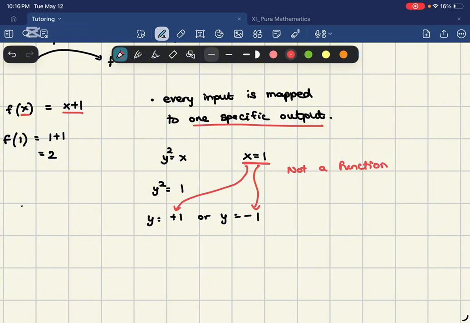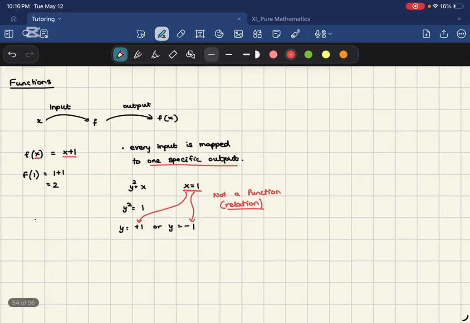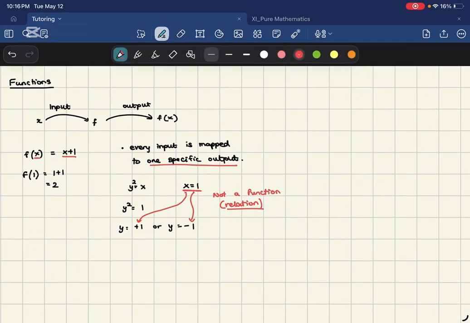This is actually a relation. A function is a very special type of relation. So this is what we call a relation. A relation is basically a mapping. A function is a special type of relation where every input is mapped uniquely to a specific output. So you can't have one input being mapped to many outputs. That is not a function.